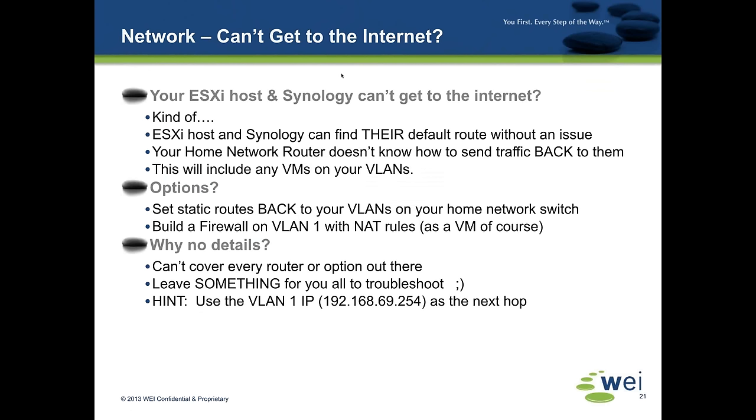Or you could do some simple route add commands from your workstation as you were going out and trying to work with it. Depends what you're trying to do. But I don't cover that in all the great details because it's really difficult to cover every possible variation of a home router and how to set up static routes. But essentially, if you use that VLAN 1 IP as the next hop, you should be in great shape.